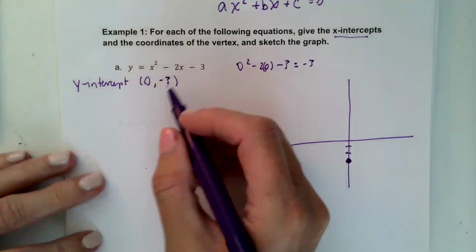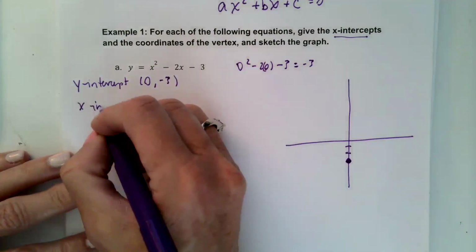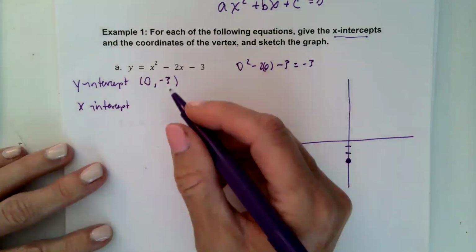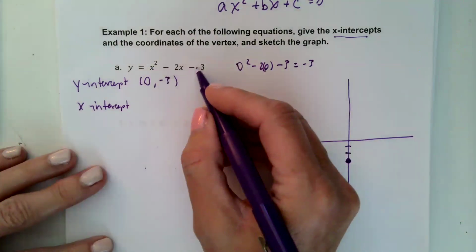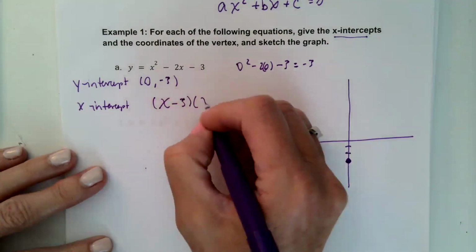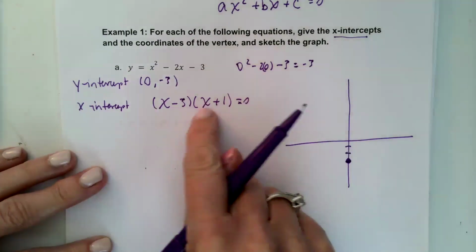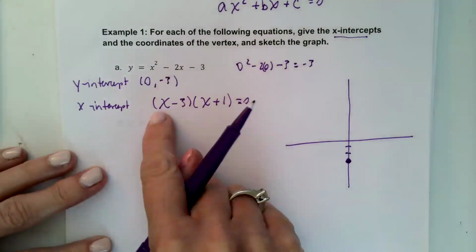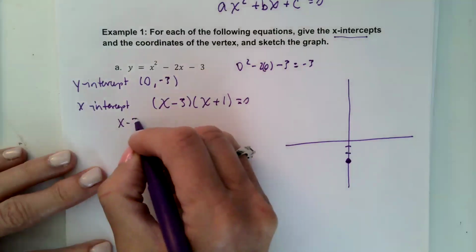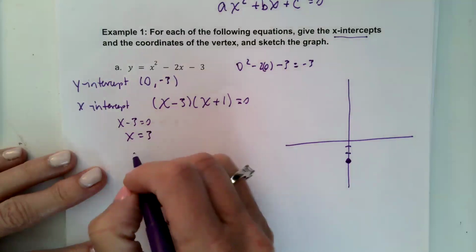Okay, the x-intercepts. I'm going to look at factoring for the x-intercepts. That's my first choice. If I can't factor, I'm just going to go ahead and use the quadratic formula. So I think I can factor this into (x minus 3)(x plus 1) equals 0. That will give me a -2x in the middle when I add them and a -3 out here. So I have x minus 3 equals 0.